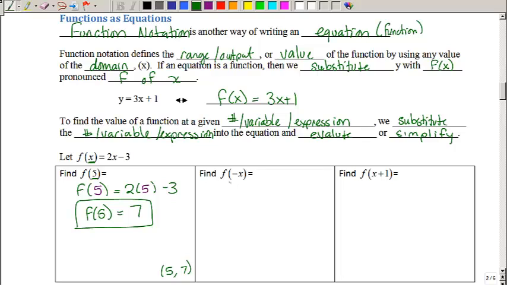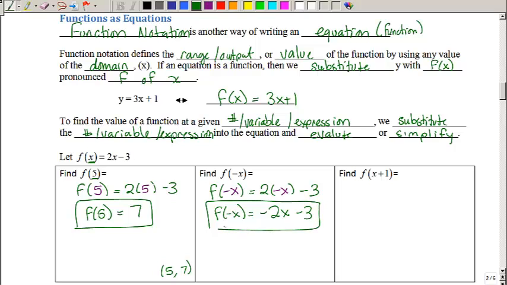Next, I'm going to find f of negative x. In this case, I don't have a value here. I have a variable or an expression. But I'm going to do the same thing. f of x is equal to 2x minus 3. But I'm going to come in and erase my x's and replace all of my x's with negative x. When I simplify, I get negative 2x minus 3. So f of negative x is equal to negative 2x minus 3.